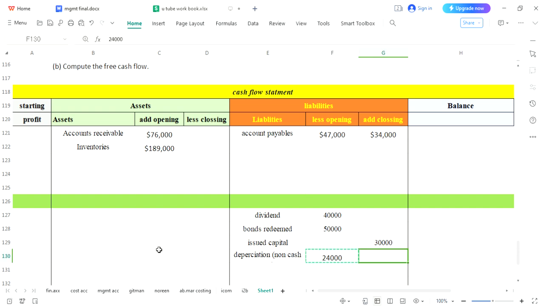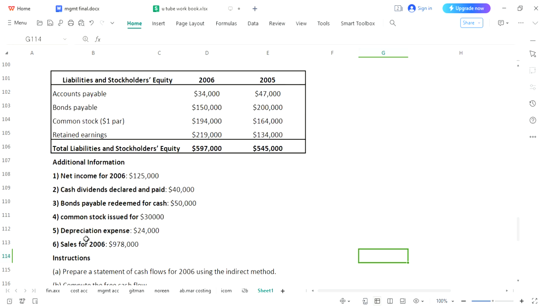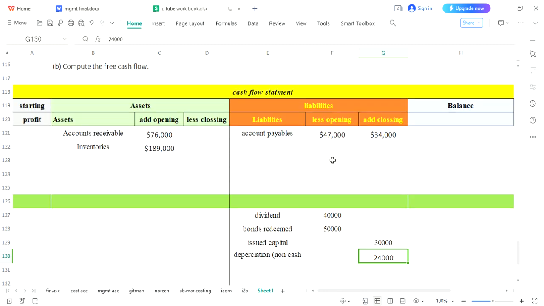You will be writing over here because it's a non-cash expense. And secondly, I've told you that depreciation expense, it is closing. So you will be writing opening provision for depreciation over here and closing depreciation over here. Since 24,000 is your closing depreciation, you have written it over here.